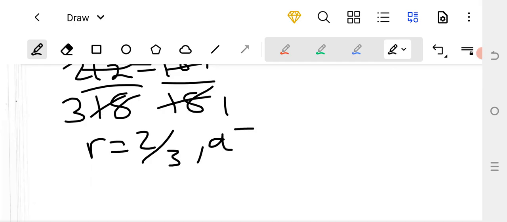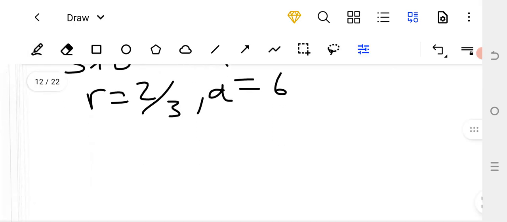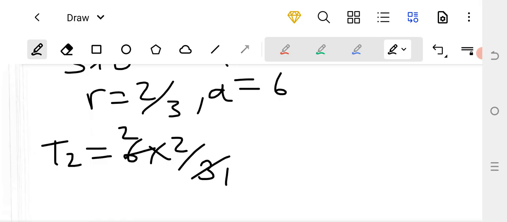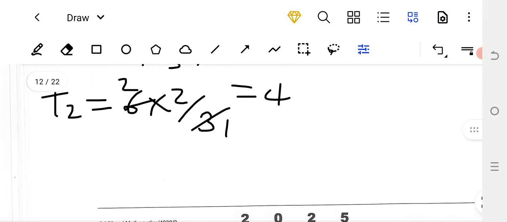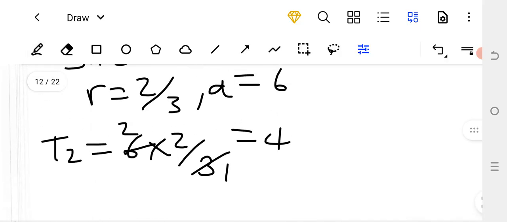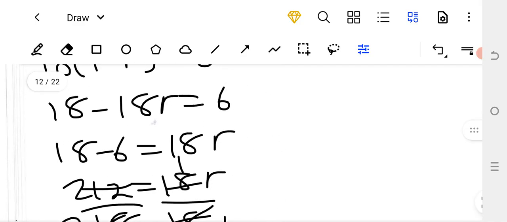And our a is equal to a positive 6. So to find our second term, it's going to be 6 multiplied by the common ratio, which is 2 over 3. 3 can go into itself once, 3 into 6 is twice. So 2 times 2 is 4. So your second term is 4. The second term is 4. So for your first term, your a is 6. Your second term is 4.